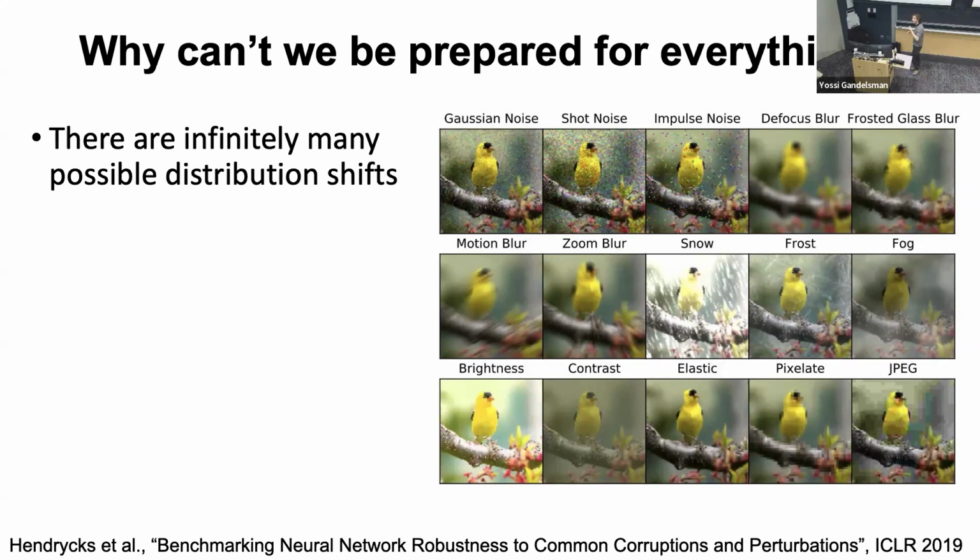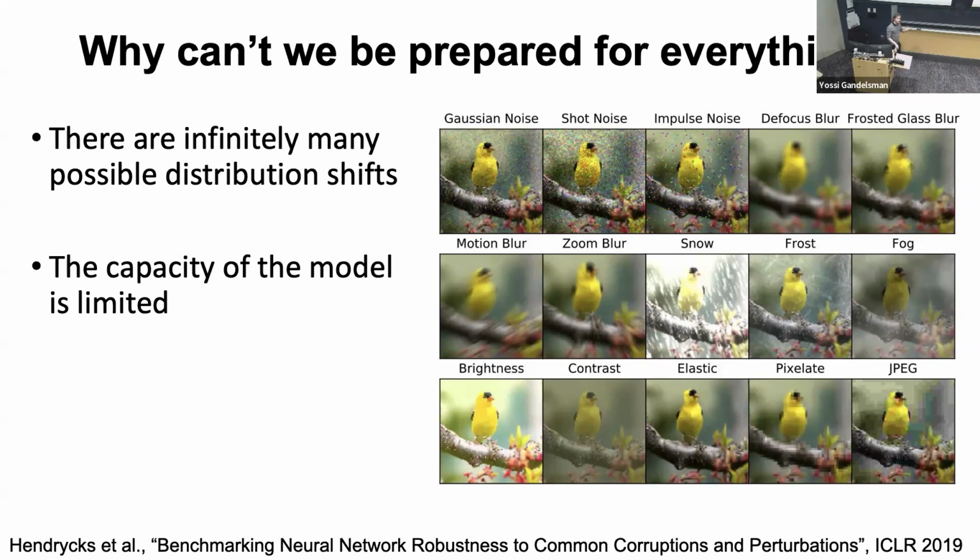But you can even think of any combination of every two, right? You can think of any combination of more than two. You can think of 2 to the power of 15 without even thinking. So there are infinitely many distribution shifts, but the capacity of the model is fixed, is limited. Eventually, I only have the weights of the model.